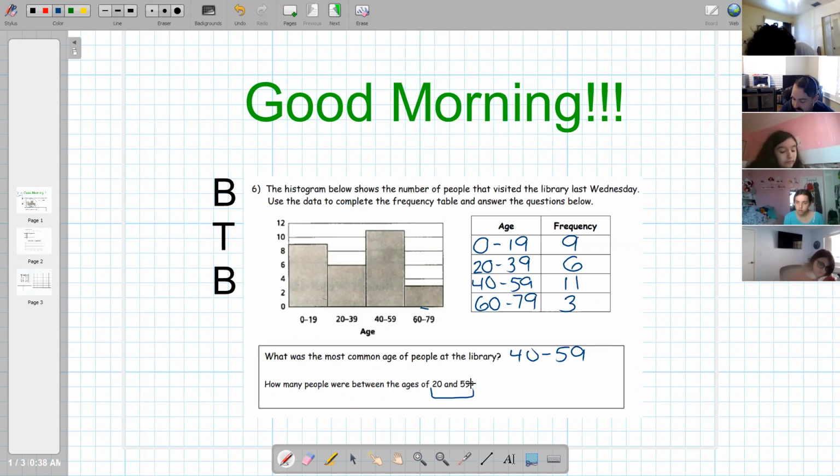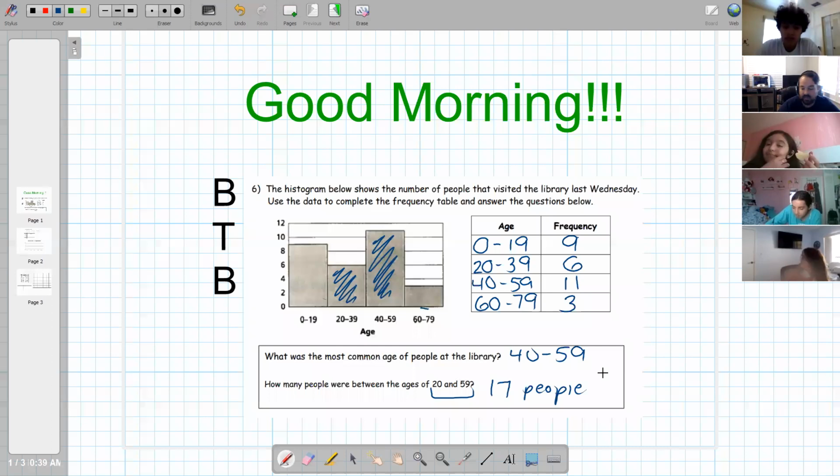Somebody, yep, go ahead, Max. In the second one? In the second bar. And where does 59 end? In the one after it, right? So that's going to be the frequency of those 2 bars, 6 plus 11, and 6 plus 11 is 17 people. Okay, any questions on that?